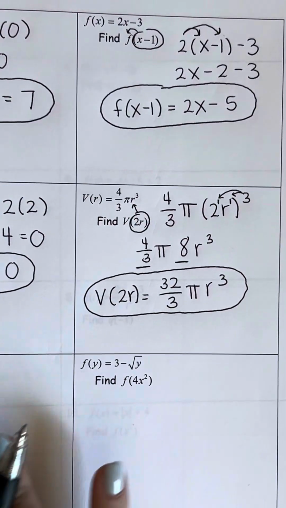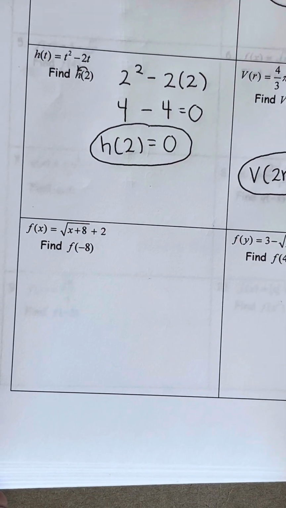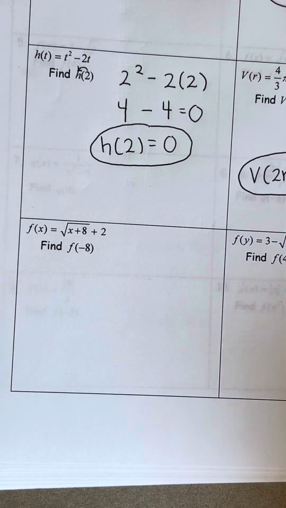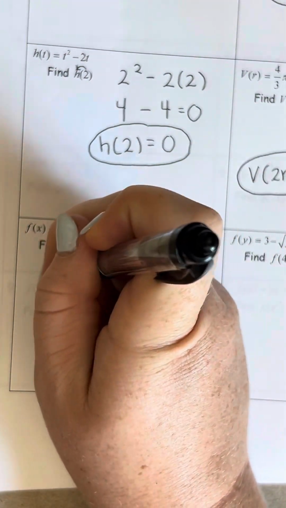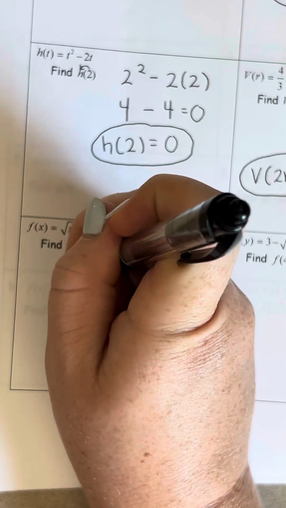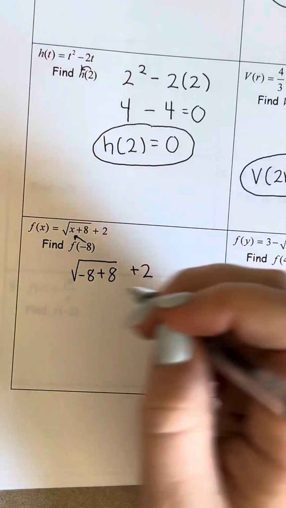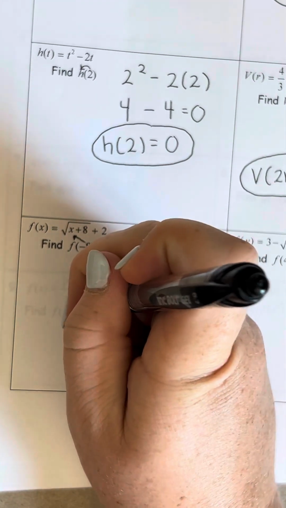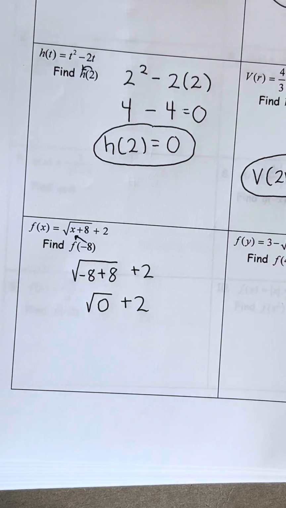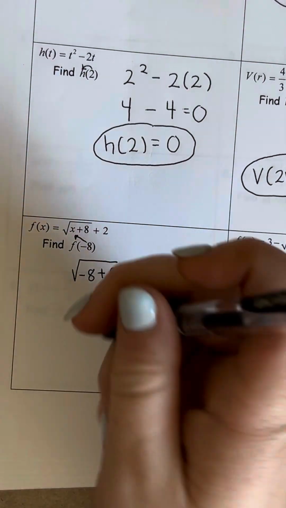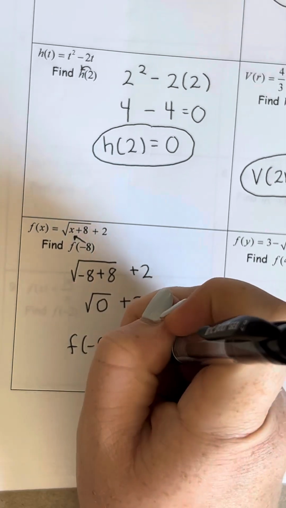Okay, move it down here, it wants f of -8, so we're taking -8 and plugging it in. So we have the square root of -8 plus 8, plus 2. Well, -8 plus 8 is going to give us the square root of 0 plus 2. The square root of 0 is 0, so we're going to end up getting that f of -8 is just equal to 2.